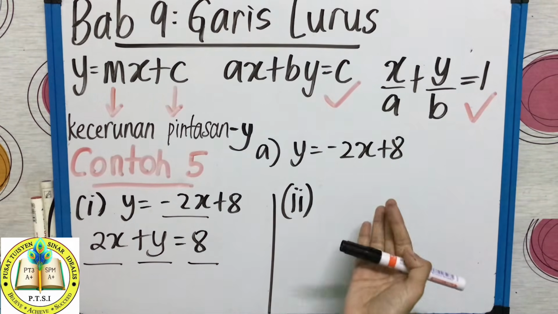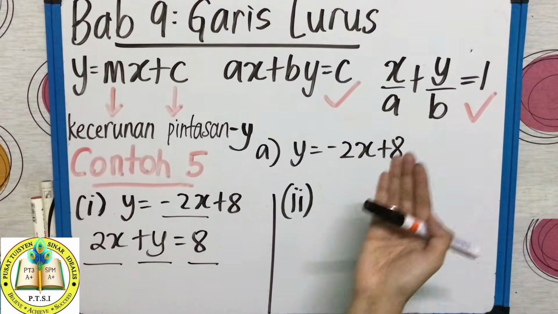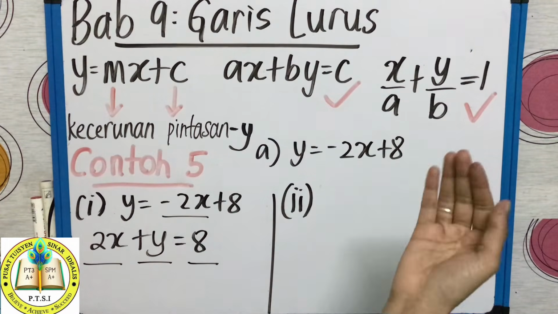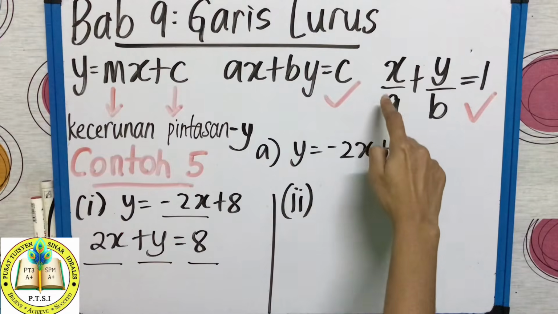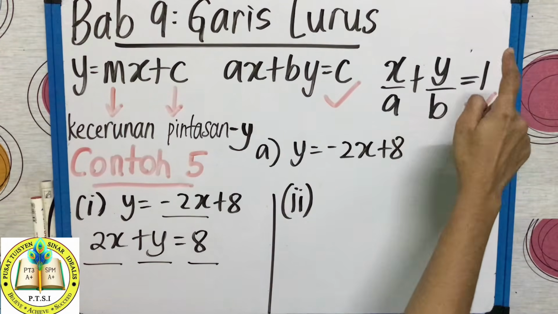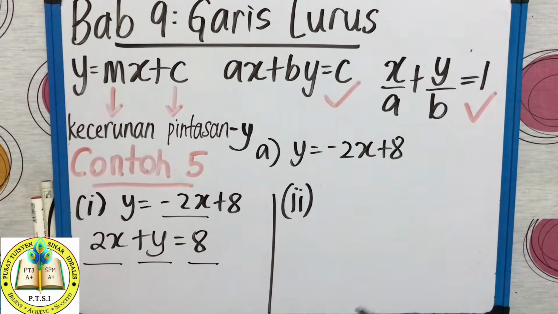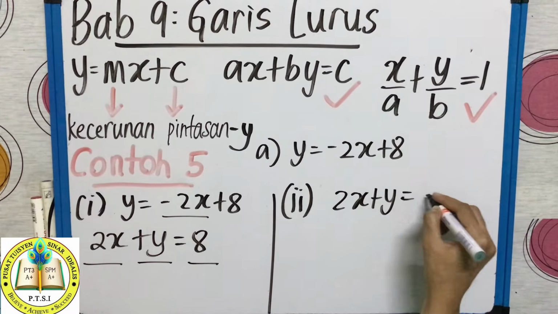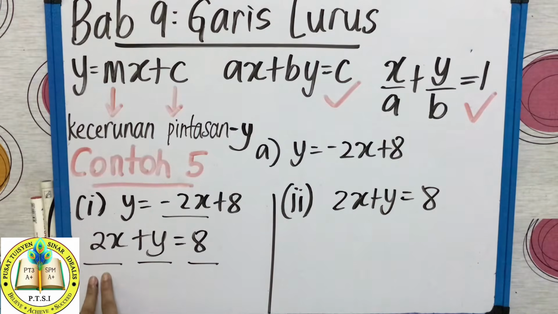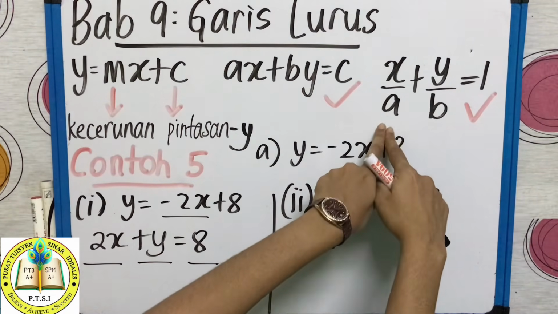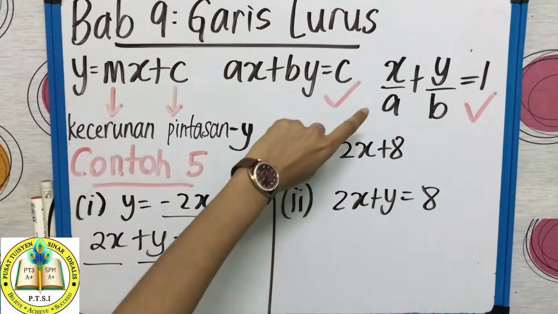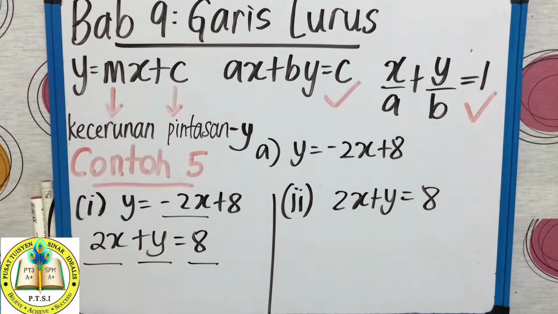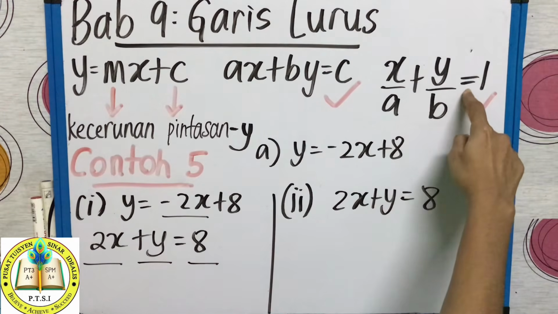Now we go for the Roman 2. If you see Roman 2, mereka minta dalam bentuk pecahan. So, when they ask dalam bentuk pecahan, what is supposed to do? X over A, Y over B equal 1. Tadi kan kamu sudah tukar 2x plus y equal 8. Can see anak class? Tadi x, y number. So, sudah susun lah x, y number. Tapi, mereka minta dalam bentuk pecahan. So, when they ask for pecahan, what you supposed to do?